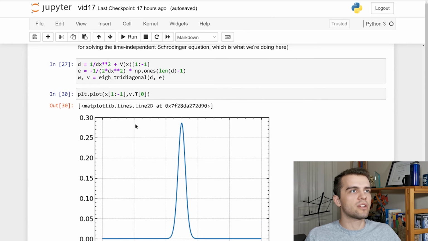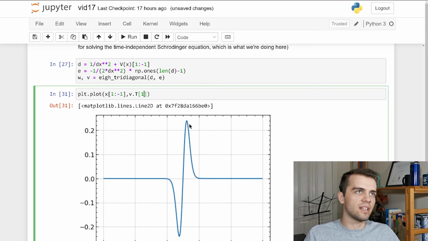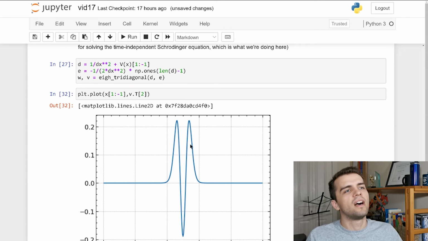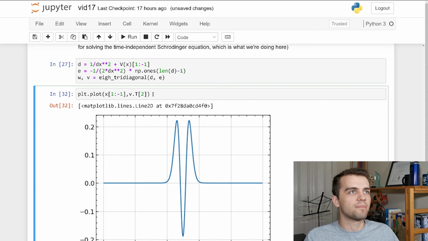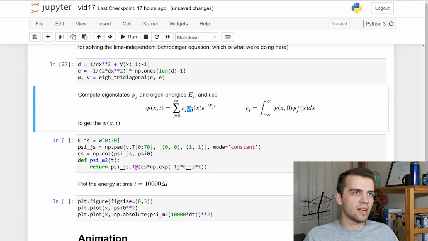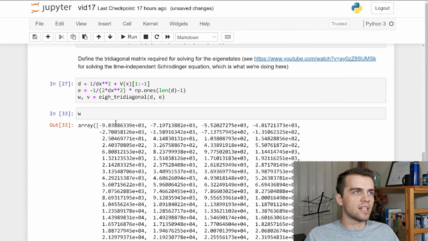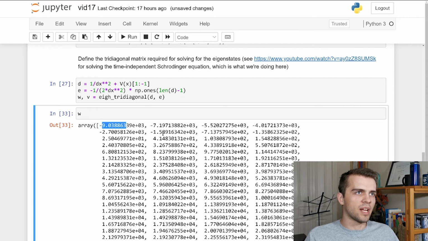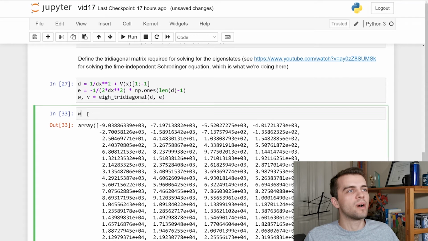And I have my first energy eigenstate, my second energy eigenstate, and you can see that it sort of looks like the infinite square well, but of course it's a Gaussian well, so it's not going to be exactly the same. So I have my energy eigenstates, psi j. I also have my energies that are given in this w vector. And a lot of them are negative, and then there's also some positive ones. The negative ones, of course, is because the particle is bounded in that potential well. And so those are given by W.